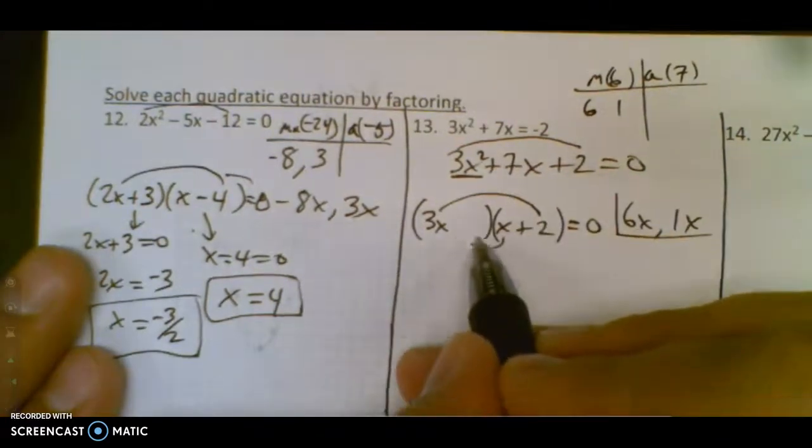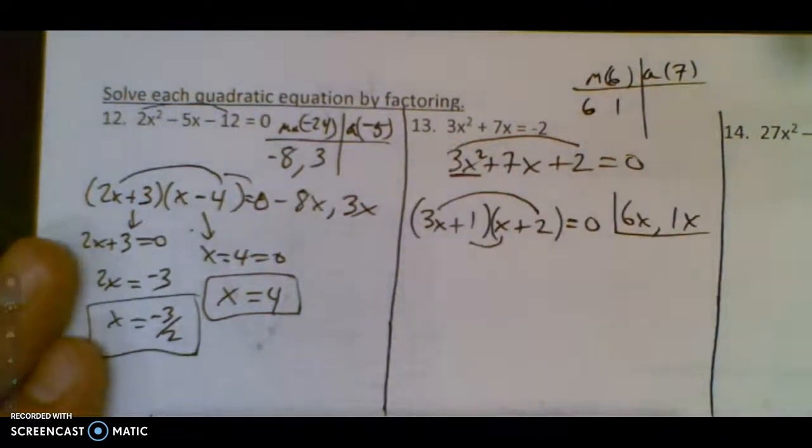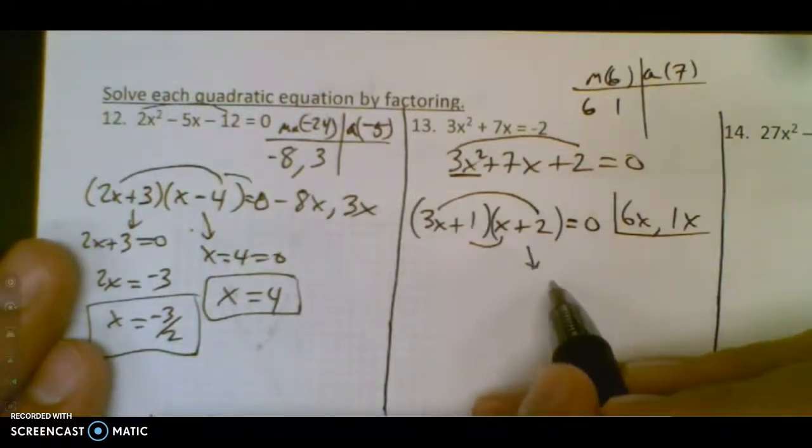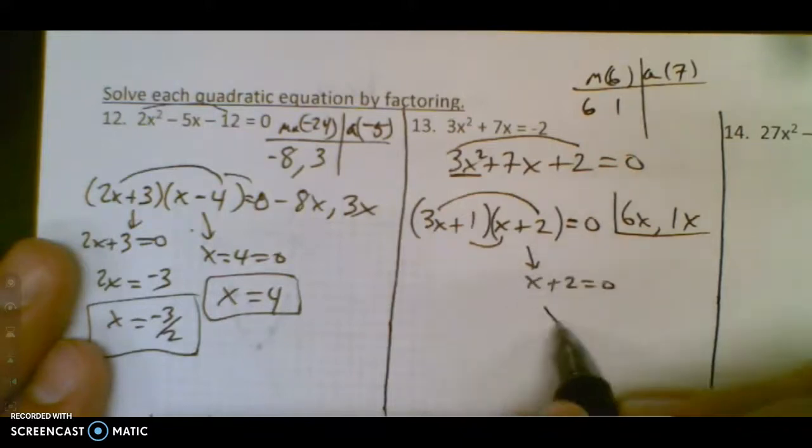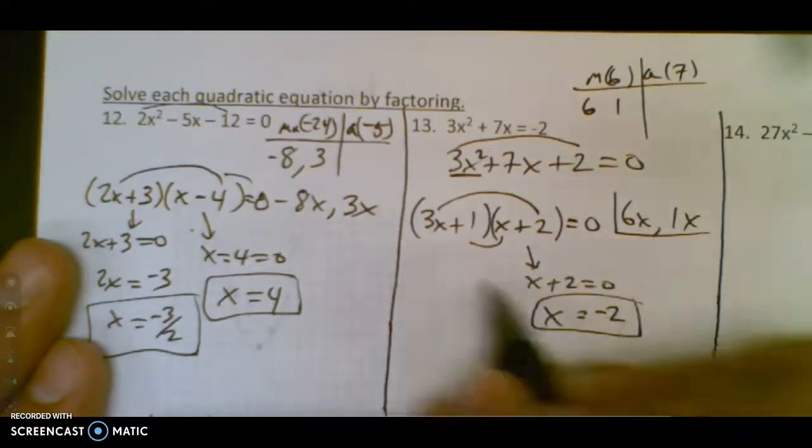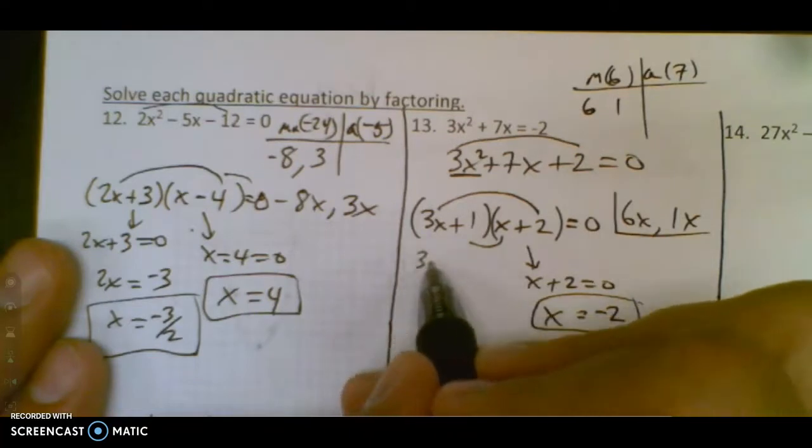And then 1x times what will make a 1x, and you get 1. And then I got to solve it. So this guy will say x is -2. And this guy, you can either write it out or do it in your head.